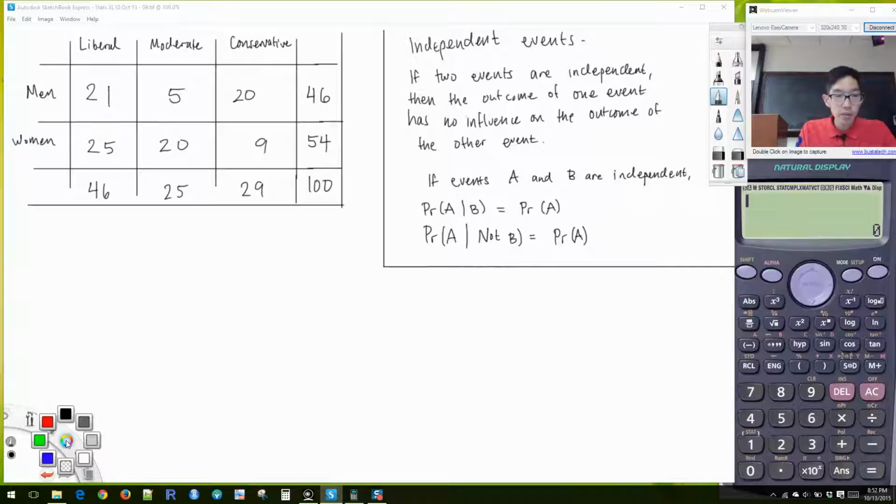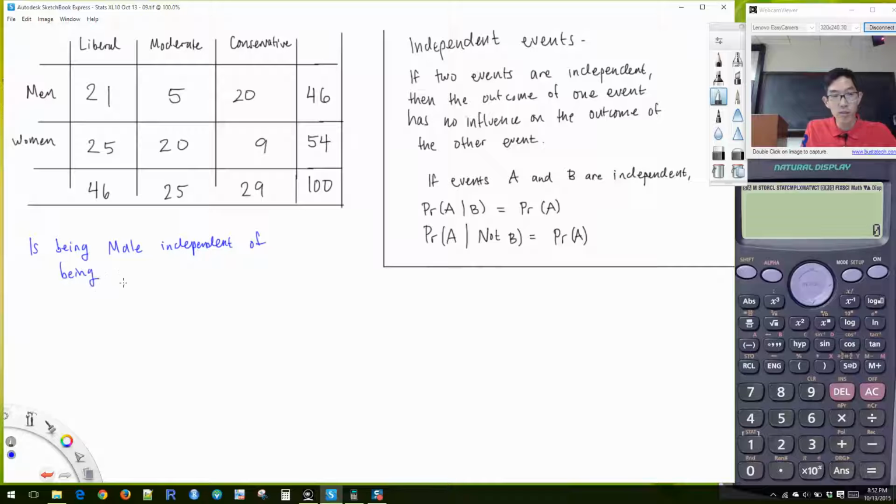Okay, so then let's look at our chart over here. I want to ask, is being male independent of, we'll say, being conservative? Okay, this is a question we want to ask.